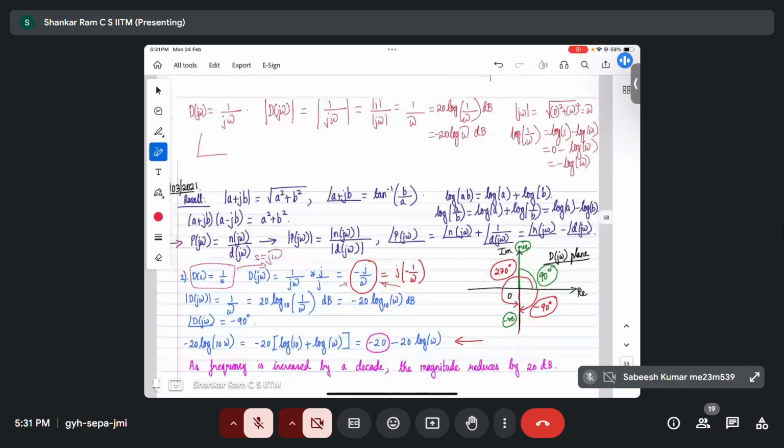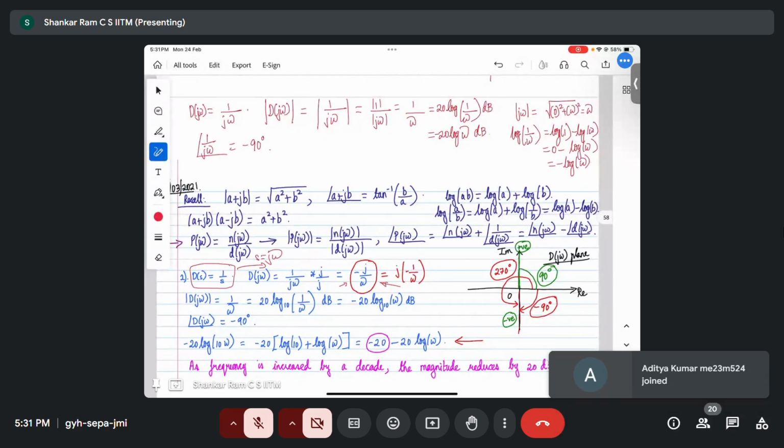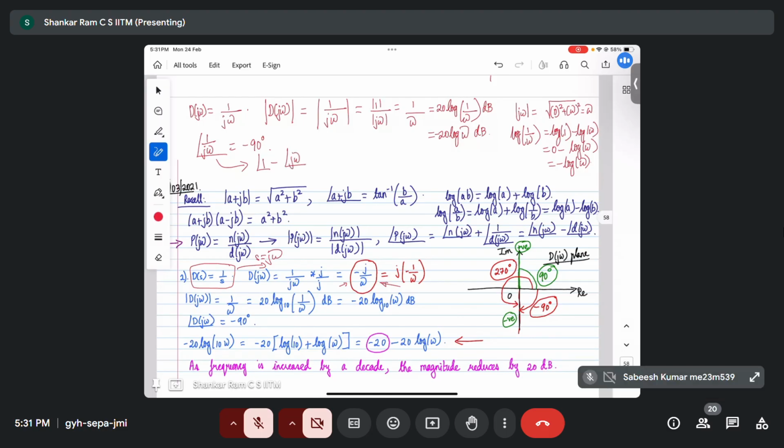Now the phase of 1 by j omega is going to be minus 90 degrees. How did I get this? It is going to be the phase of 1 minus the phase of j omega. The phase of 1 is 0 degrees, and j omega lies on the positive imaginary axis, so that angle is 90 degrees. So we get 0 minus 90, which becomes minus 90 degrees. I hope it's clear how we get this. Any questions on how we got the magnitude and phase of 1 by j omega, 1 by s?